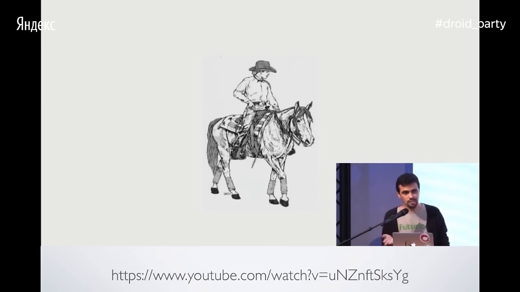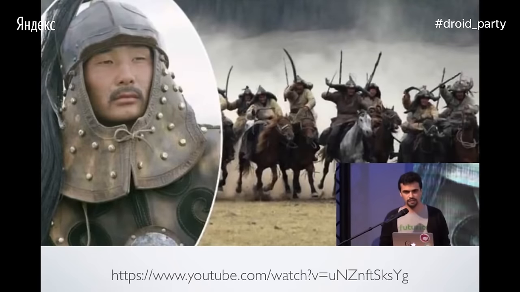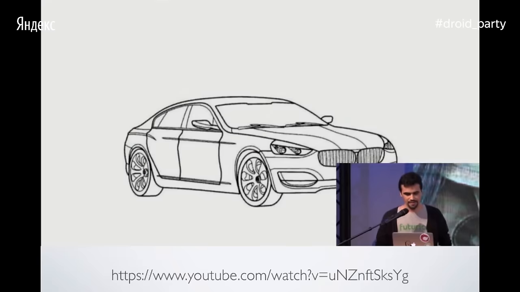And you can actually accomplish quite a lot with just using horses. Like Genghis Khan and the Mongol Empire, they conquered a whole continent. It was actually the biggest empire with just using horses and bows and arrows. So you can do a lot with just horses. But cars are better.